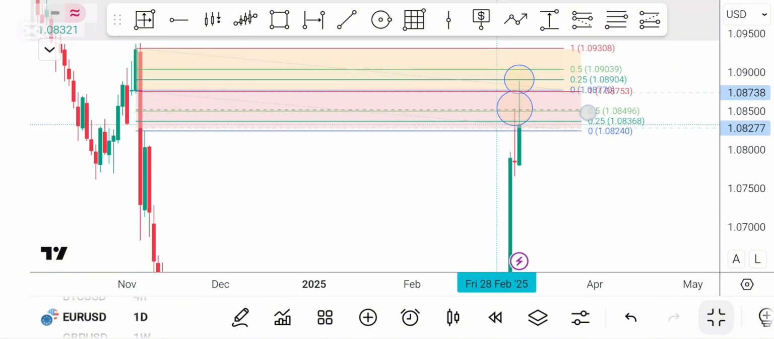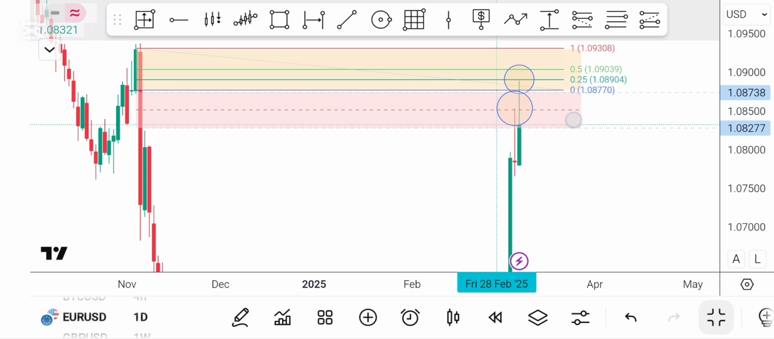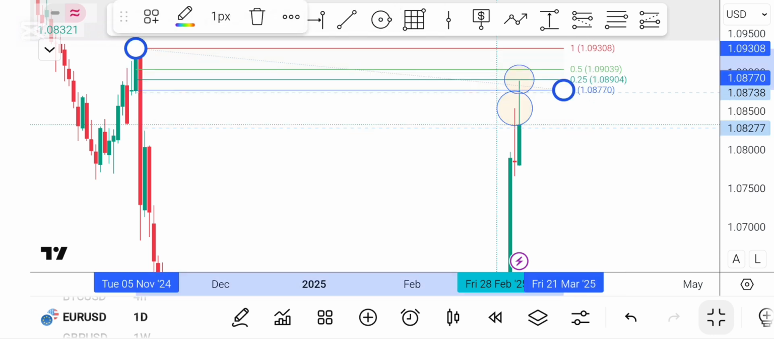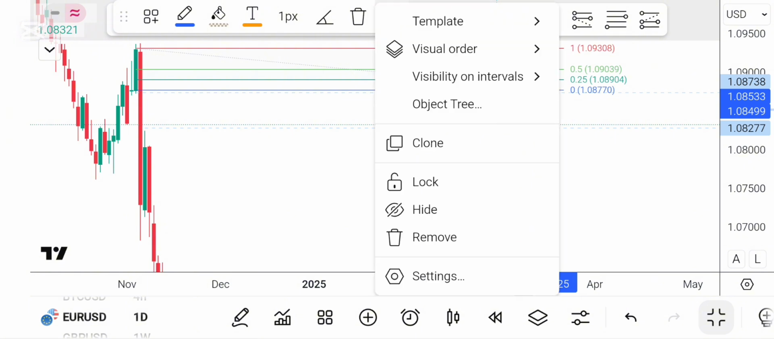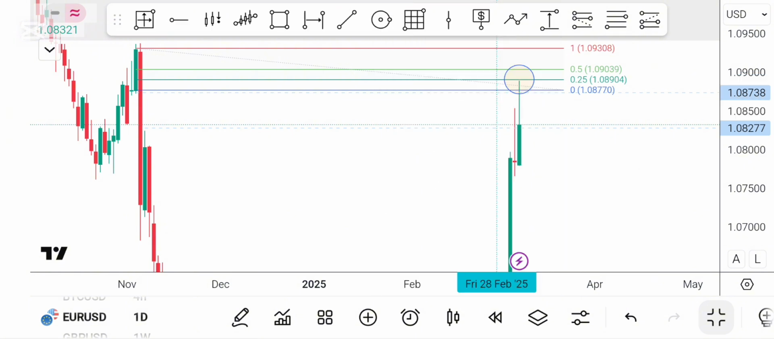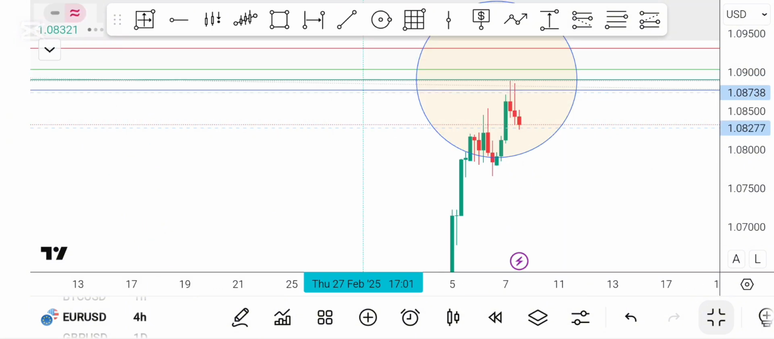Now if we drop to the 4 hour time frame, I am going to take this away so that we can have a clean chart. Give me time. Okay, let's drop down to the 4 hour time frame and see what is possibly happening.